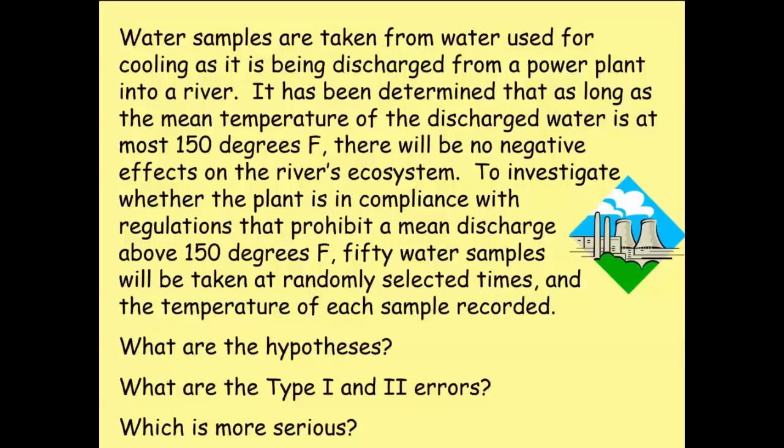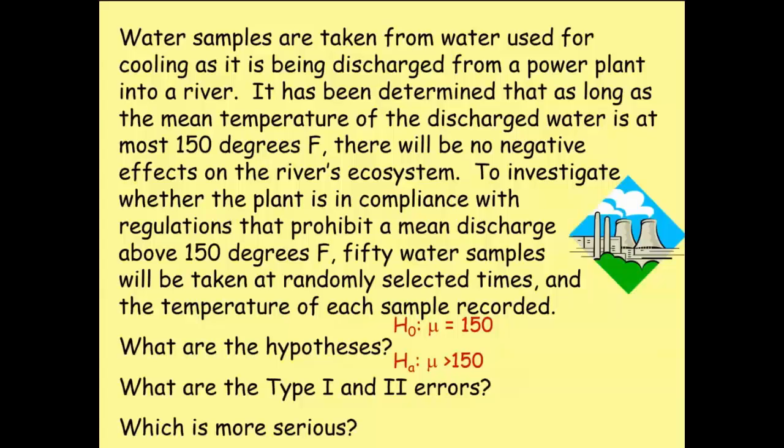So in this case, what would our hypothesis be? Well, what am I gathering evidence for? What is it I want to see is happening? So if you really think about it, I am gathering evidence to see if the water is too hot. So my alternative is that the mean is actually greater than 150 degrees. So that means my null would be that it is 150.